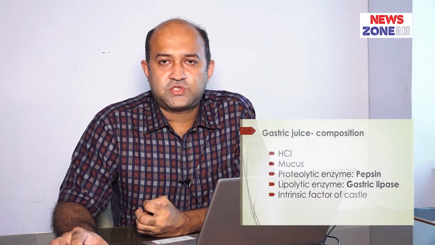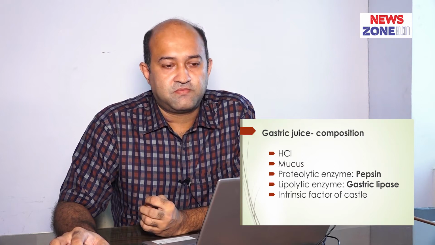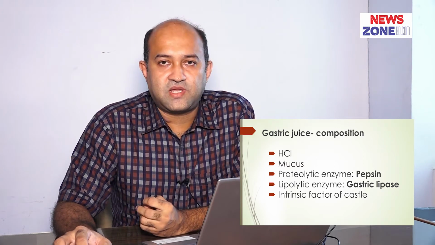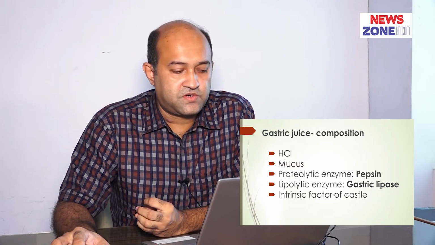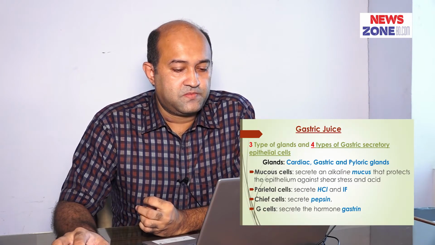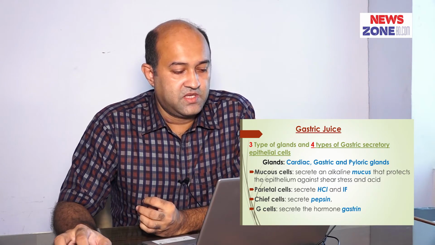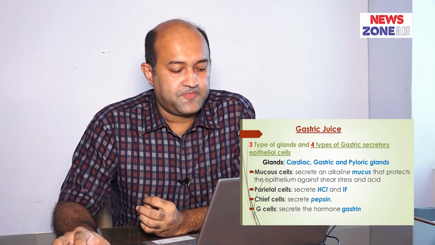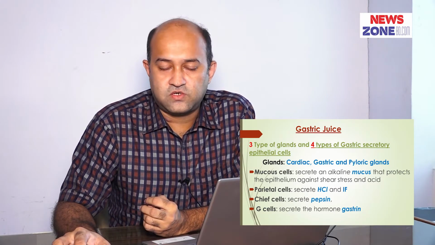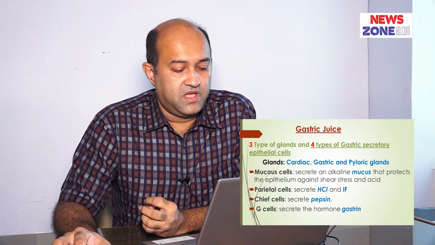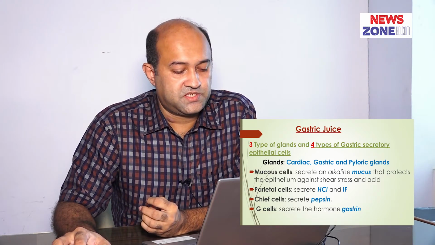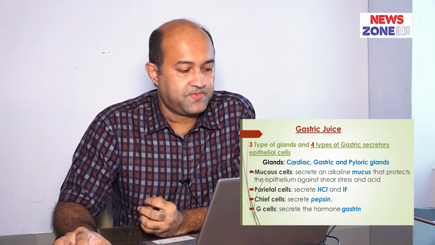And after that, we have gastric juice. The composition of gastric juice is hydrochloric acid, mucus, pepsin, gastric lipase, and intrinsic factor of Castle. And we know there are 4 types of gastric secretory epithelial cells in the stomach. The mucus cell secretes mucus, the parietal cell secretes hydrochloric acid and intrinsic factor, the chief cell secretes pepsin, and the G cell secretes the local hormone gastrin.